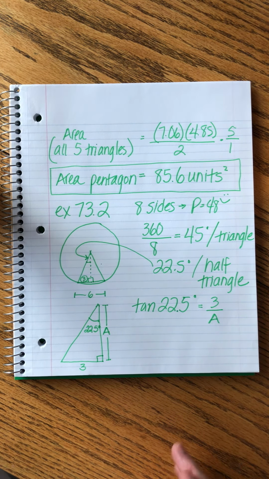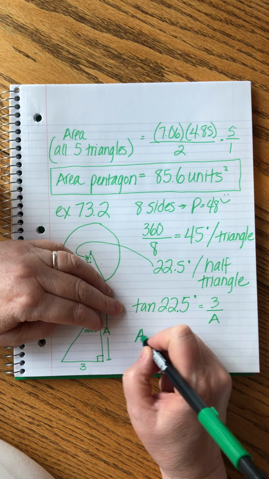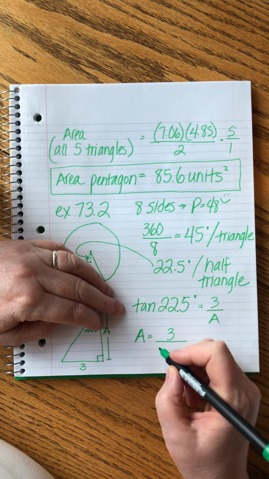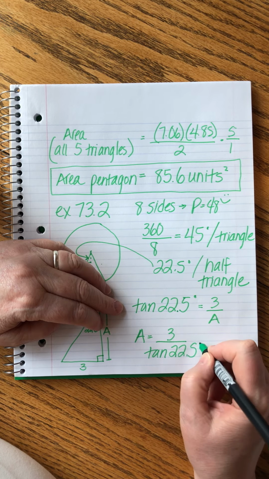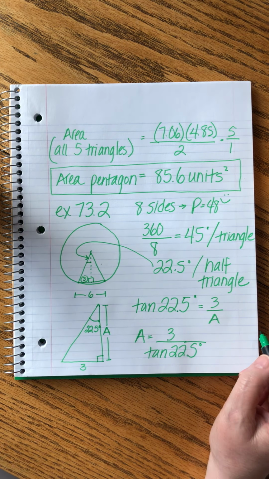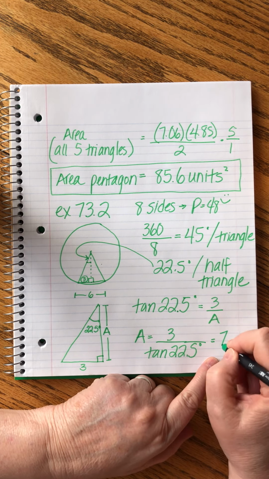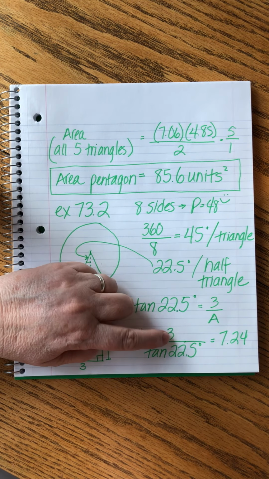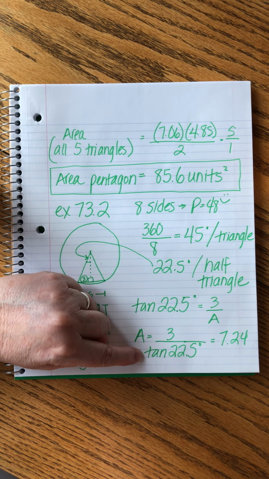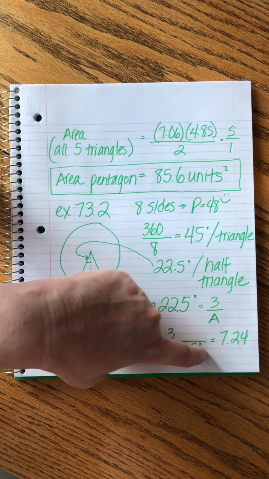Do some cross multiplying, algebra, slide it around in order to get this ready for the calculator, and we get A equals 3 over the tangent of 22.5 degrees. And when we push that through, we find that that is equal to 7.24. Remember, for this calculation, you'll do 3 divided by parentheses, 22.5 tangent, end parentheses, equals.